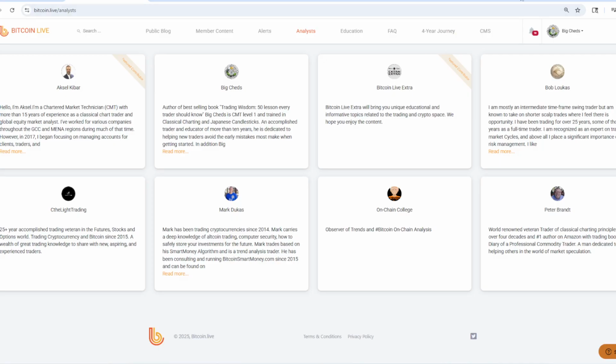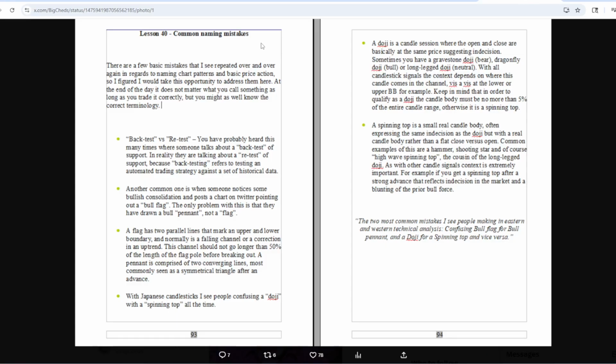For today's lesson, we're going to talk about common naming mistakes, and this is from my second book, Trading Wisdom, 50 Lessons Every Trader Should Know. It's lesson 40. So let's get right into it. Some common naming mistakes. Not that they really matter that much, but it's good to know what's right and what's wrong. So people talk about a back test versus a retest.